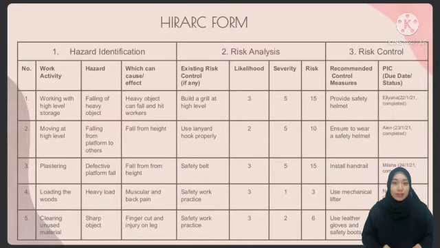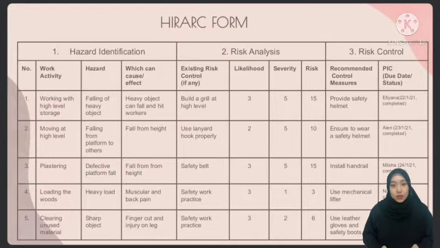For the HIRAC form, the hazard identification column is one of the ways to identify the danger that will occur to a person when doing a work, while the risk analysis column is to calculate the probability of risk that will occur when a person does a work, and the risk control is the way of how to reduce the risk when a person does a work.